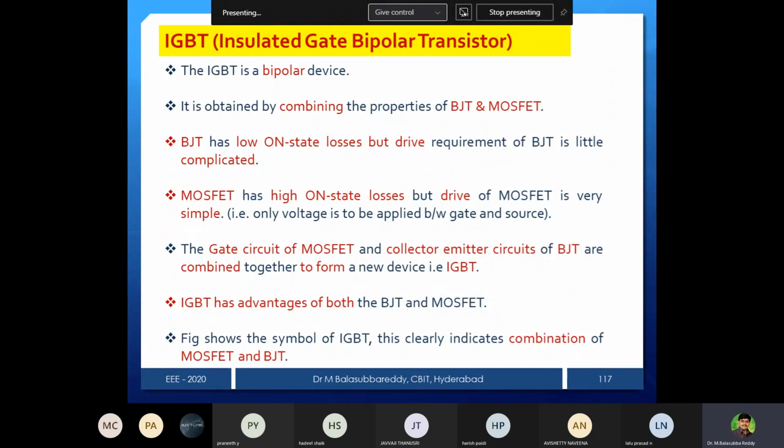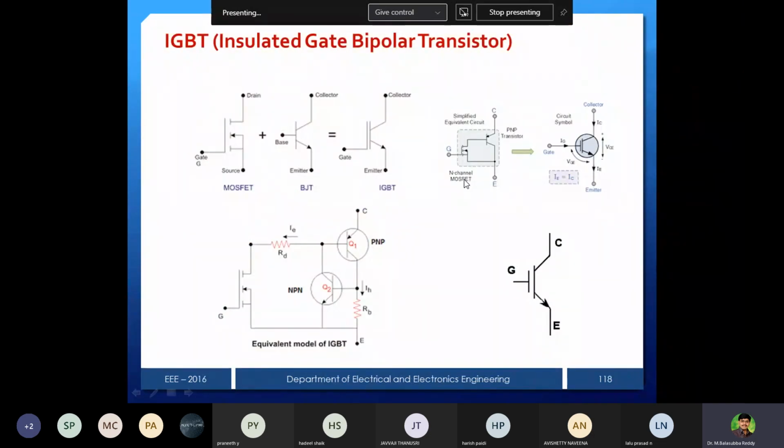Here there are two sides, an input side and an output side. As per our explanation of the previous BJT and MOSFET, once the MOSFET is conducting there is a loss. That's why we make a MOSFET on the input side and a BJT on the output side. If we arrange it that way, we get a new device, the IGBT, taking only the advantages of BJT and MOSFET. Now we'll see the combination of BJT and MOSFET in this diagram.